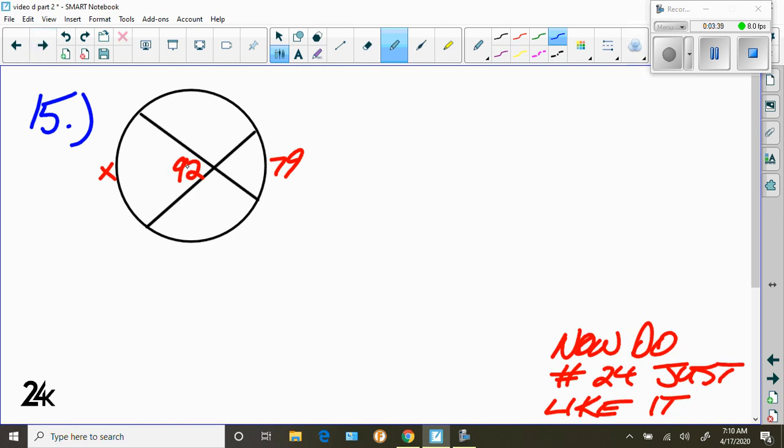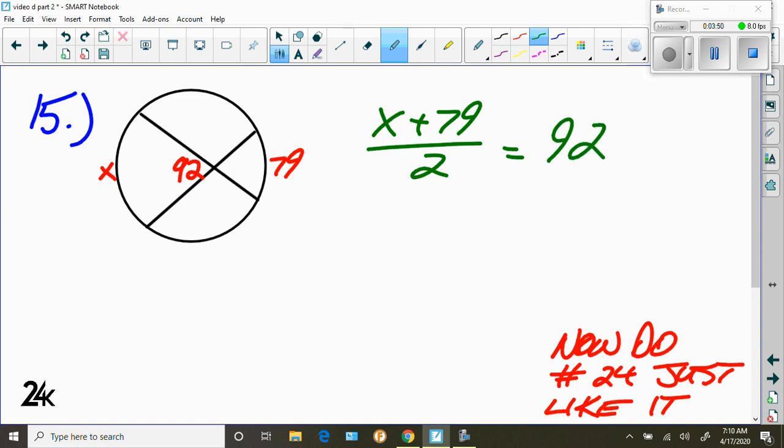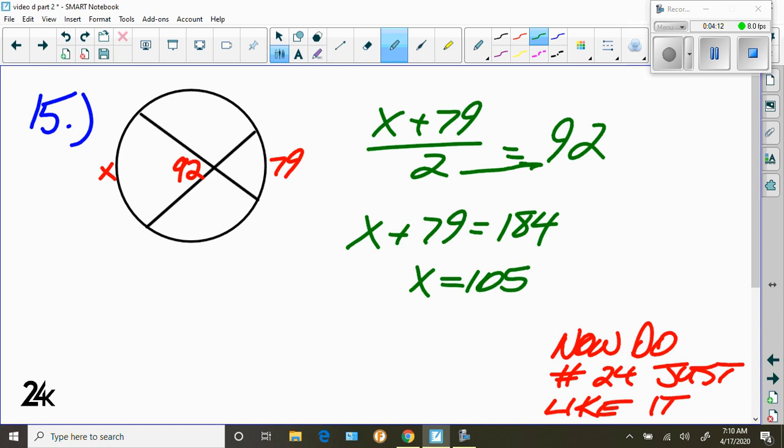All right, number 15, the angle's on the inside. And so when the angle's on the inside, you add and divide by 2. So it's going to be x plus 79 divided by 2 equals 92. But I'm still going to cross multiply by 2. Okay, so it's going to be x plus 79 equals 184. Then I'm going to subtract 184 and 79 and get 105.